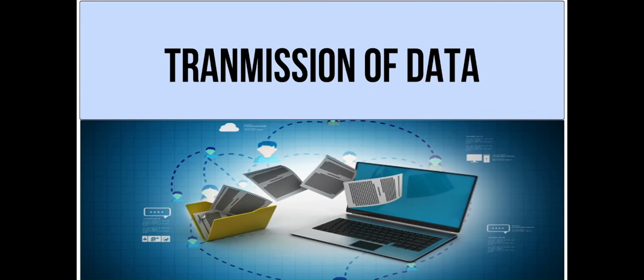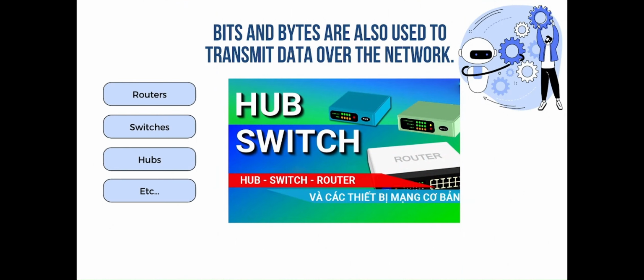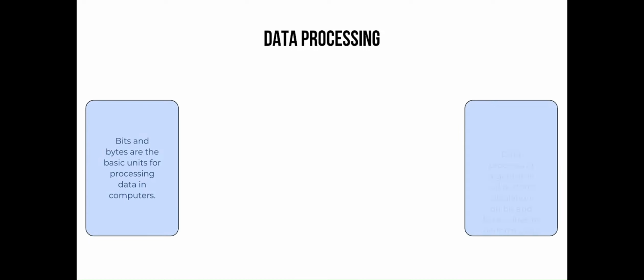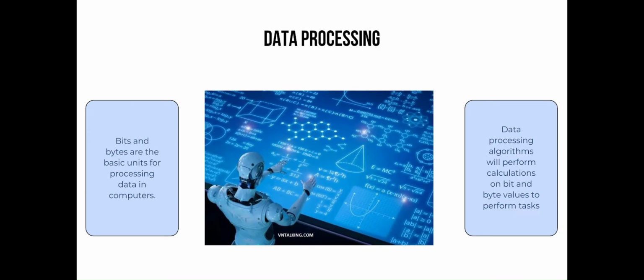And next, transmission of data over the network. Bits and bytes are also used to transmit data over the network. On the network, routers convert data from numerical to binary form, in bits and bytes, for transmission over the network. Lastly, processing of data in computers. Bits and bytes are the basic units for processing data in computers. Data processing goes on to perform calculations of bit and byte values to perform tasks.